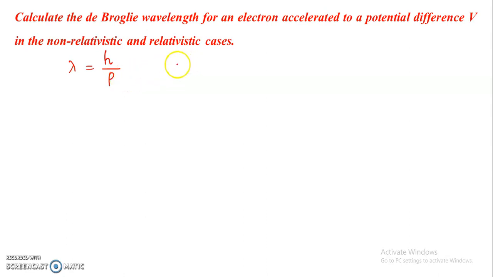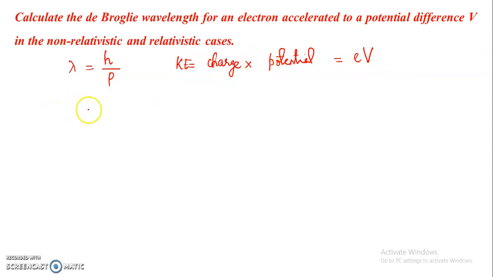For a charged particle, the kinetic energy associated with it is equal to charge into potential. If we write the charge as e, we can write it as eV. The kinetic energy associated with a charged particle of charge e is equal to eV.